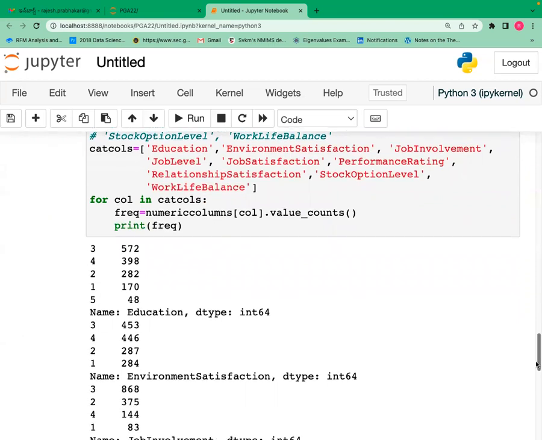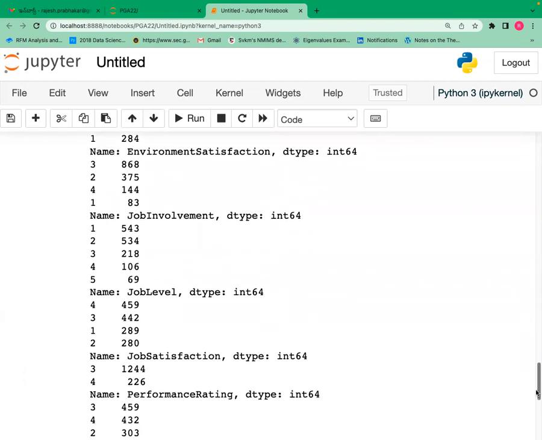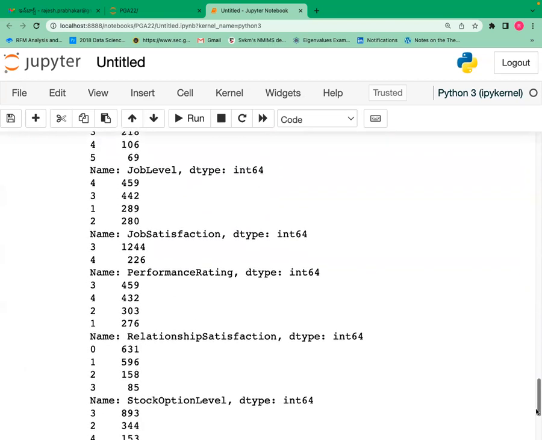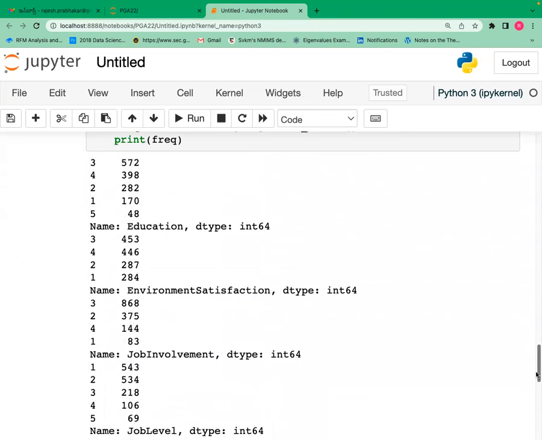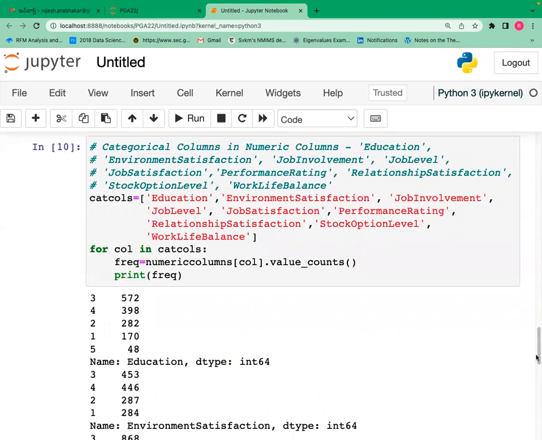Just a second, let me scroll down once. 1, 2, 3, 4, 5, 1, 2, 3, 4. Job satisfaction 1, 2, 3, 4, 0, 1, 2. All are categorical only, right? All are categorical in nature.